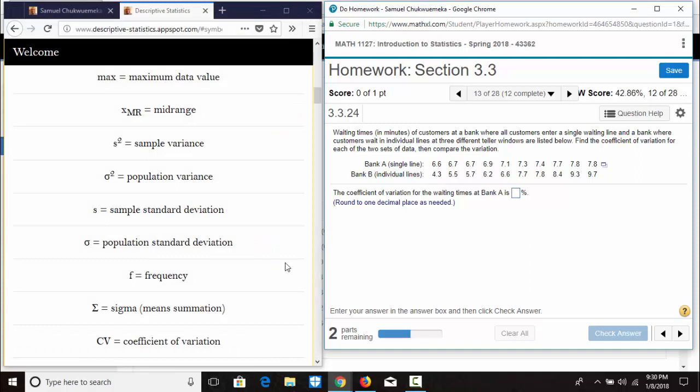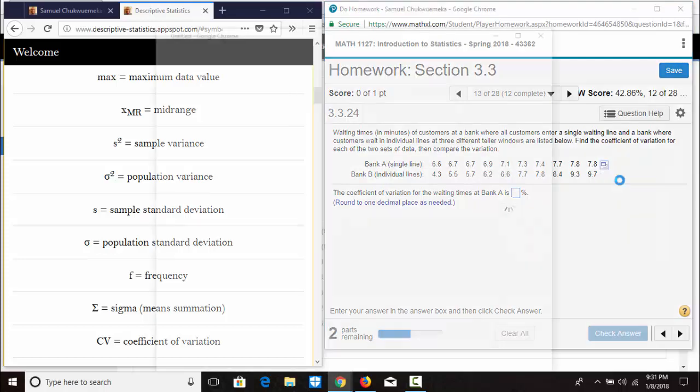Question 13. Waiting times in minutes of customers at a bank where all customers enter a single waiting line, and a bank where customers wait in individual lines at 3 different teller windows are listed below. So you have one bank, all the customers enter a single waiting line, and the other bank, all the customers wait in individual lines at 3 different teller windows. So these are their waiting times here. Find the coefficient of variation for each of the 2 sets of data. Then compare the variation. So open this in StatCrunch.